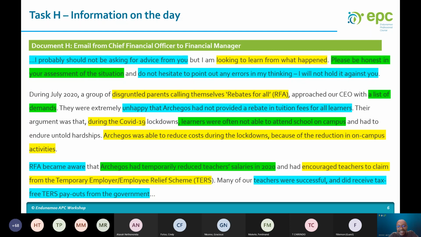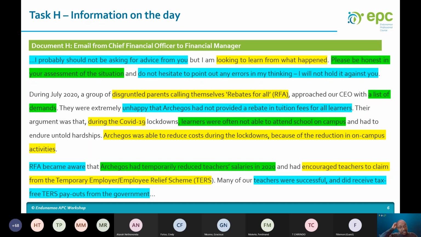So clearly, Ryan is looking at us advising him on something. Then he says, but I am looking to learn from what happened. Please be honest in your assessment of the situation and do not hesitate to point out any errors in my thinking. I will not hold it against you. So what does this mean, ladies and gents? It means that if you've got any reservations on what he's saying and what he's thinking, you need to correct him. You need to say, this is not correct. This is correct. This I can do. This can't do.